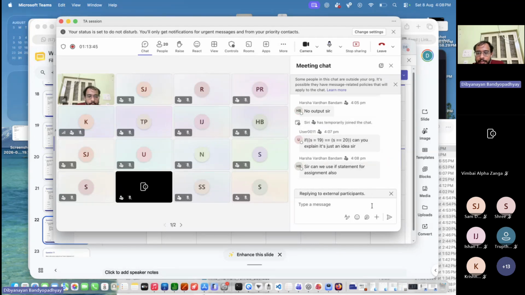Can we use an if statement for assignment also? Yeah, we can use it, correct. Inside the if statement, you can do assignment. It doesn't prohibit anything like that.